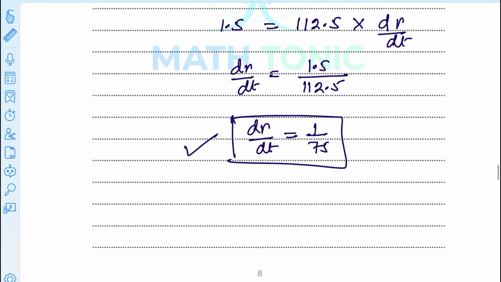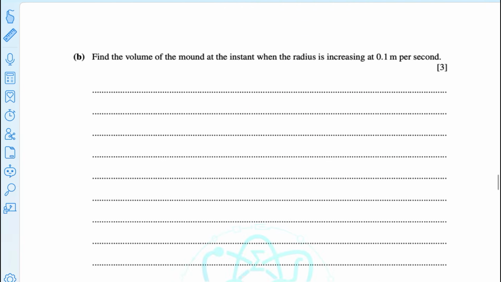What is the next part of this question? Next part is given, find the volume of the moon at the instant where radius is increasing 0.1 meter per second. So that means dr over dt equals 0.1. If it is increasing, it will be plus. If it is decreasing, it will be minus.